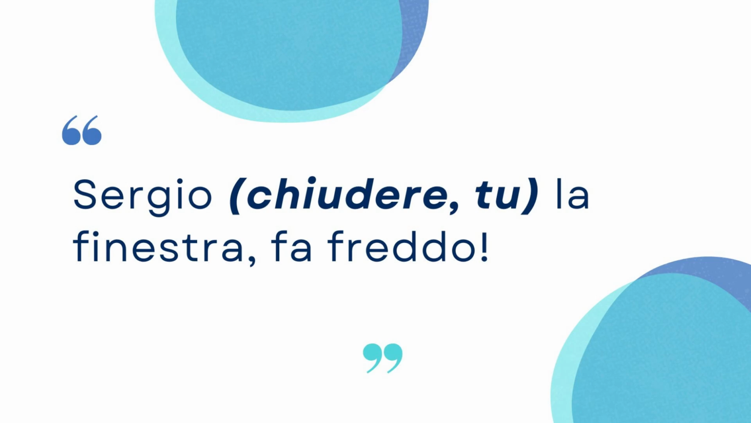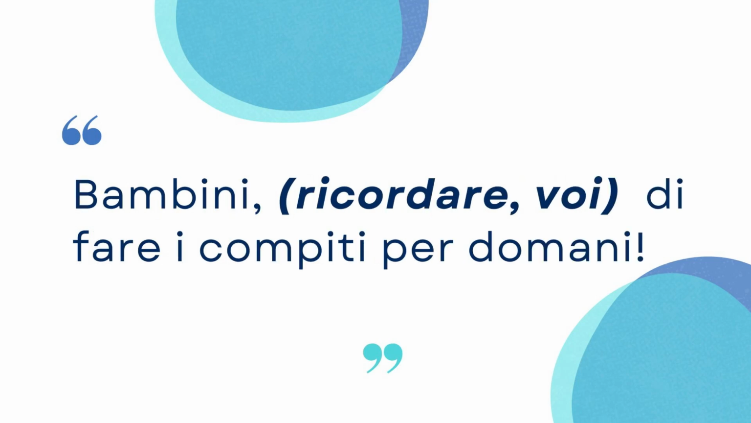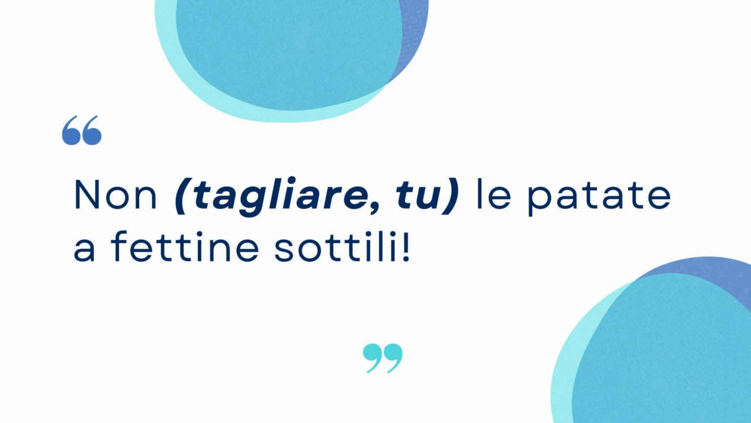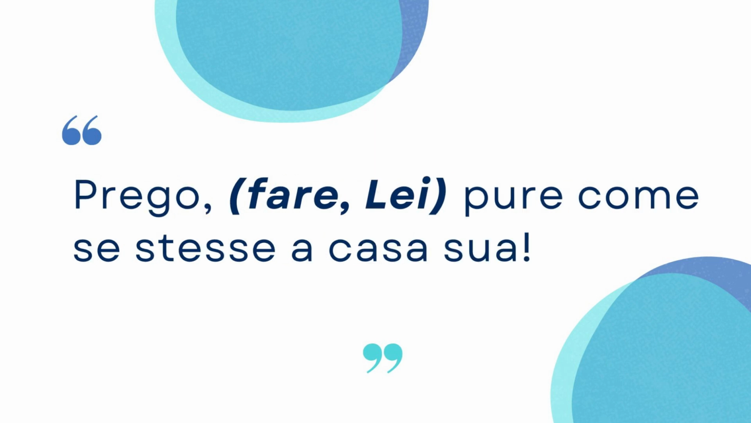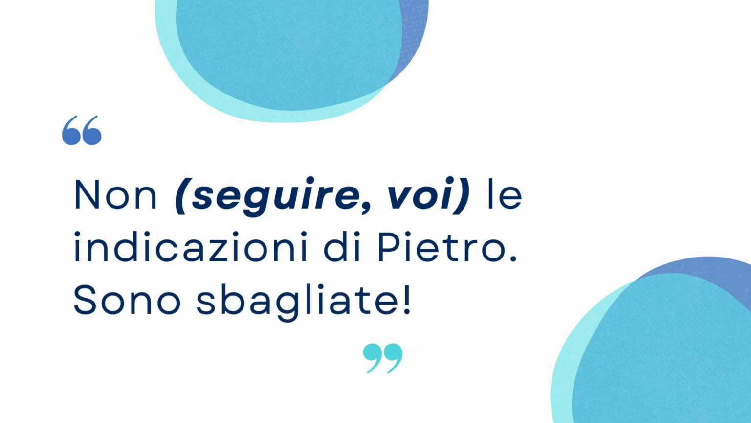Let's start with the first sentence. Sergio, la finestra fa freddo. Number 2. Bambini, ricordare voi di fare i compiti per domani. Number 3. Non tagliare le patate a fettine sottili. Number 4. Prego, fare lei, this is the formal pronoun, pure come se stesse a casa sua. And last one, non seguire voi le indicazioni di Pietro, sono sbagliate.